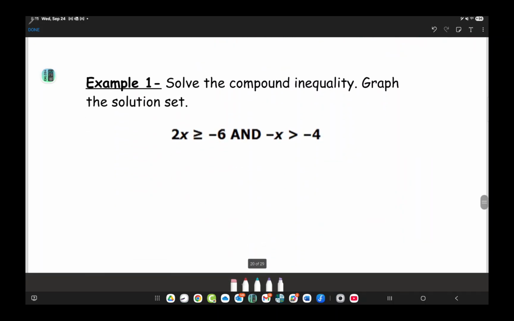All right, so this is one type of question. We're going to solve this. How about we solve it, then graph it, and then after the graph, put it in interval notation? I think if we see the graph, we'll have an easier time with interval notation. So we're going to solve these separately because they're already separated for us. For the first one, divide by 2.